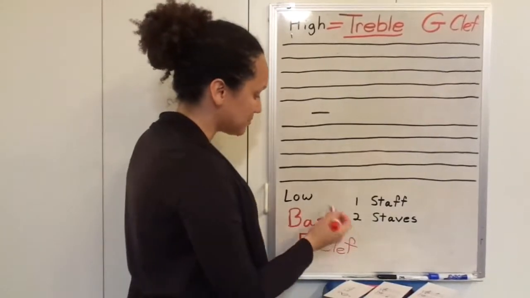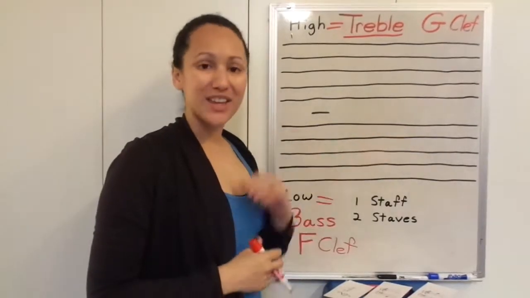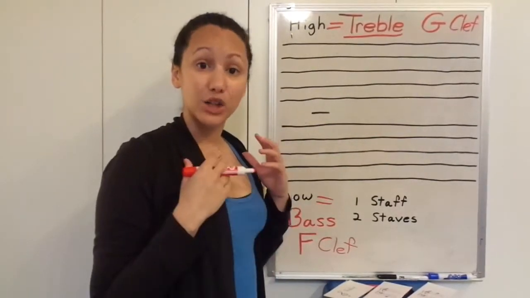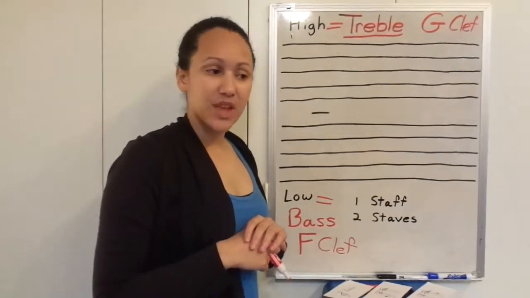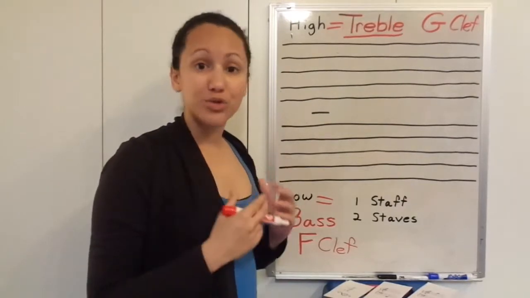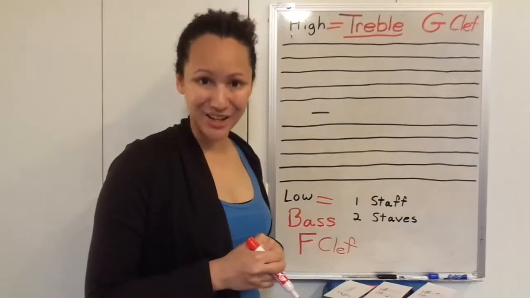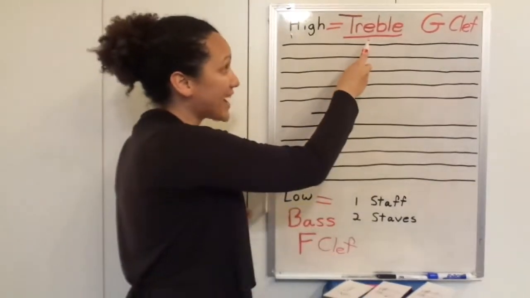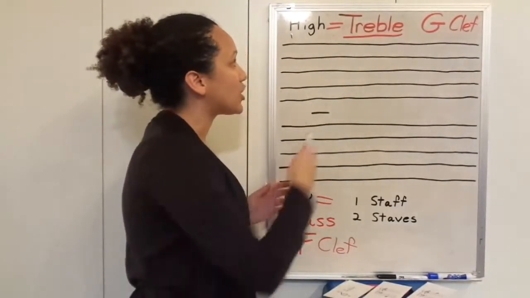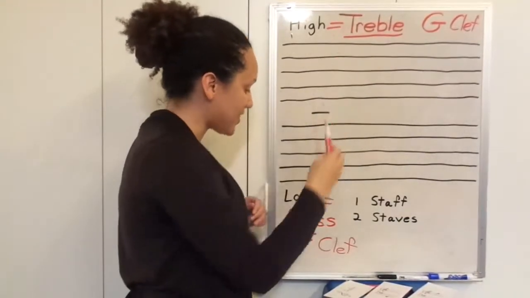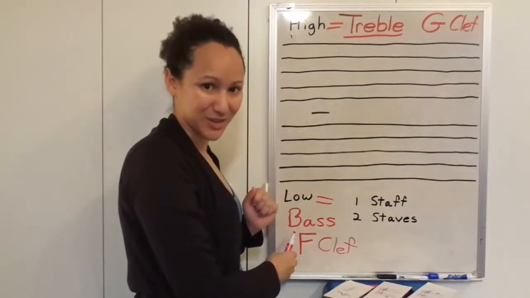And bass means low. Bass is what we use for the left hand of a keyboard instrument or low instruments such as the cello or the double bass or string bass, and also for low voices such as a bass or baritone singer. So right hand of the keyboard instruments such as piano or organ, and also high instruments and high voices, and then over here, low voices, low instruments, and the left hand of keyboard instruments.